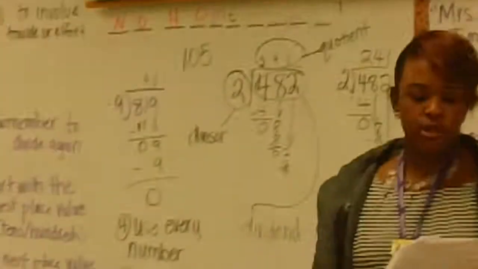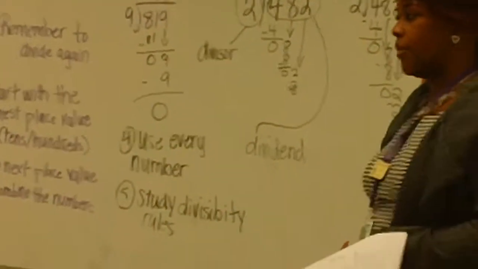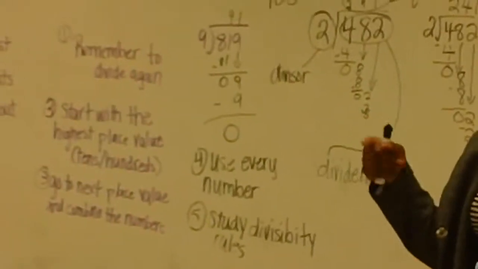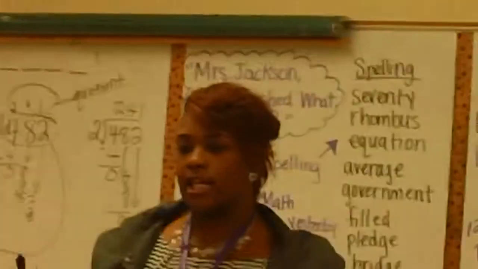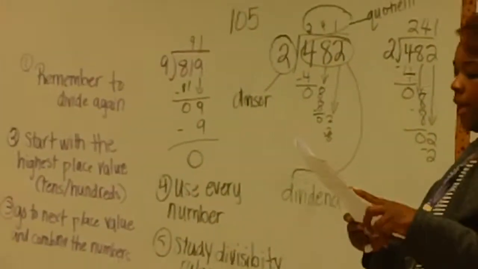A complete sentence would have said the answer to a division problem is called the quotient. That's the complete sentence. You need to restate the question in your answer. That's how we make a complete sentence. Do we understand? Yes, ma'am. Okay. So we have that.